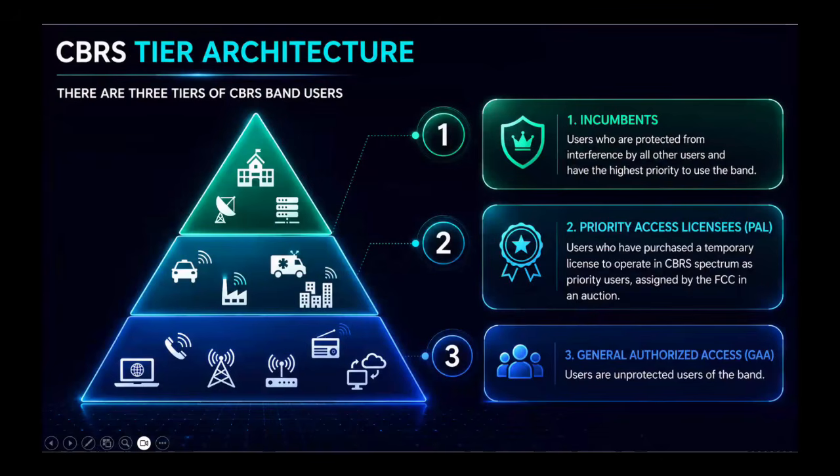And as we have discussed, there are three tiers of CBRS band users. One is incumbents, which have the highest priority. Then we have PAL, which is priority access license, which can be purchased. And then we have GAA, which is general authorized access, and this license is free to use. So most of the private networks use GAA.